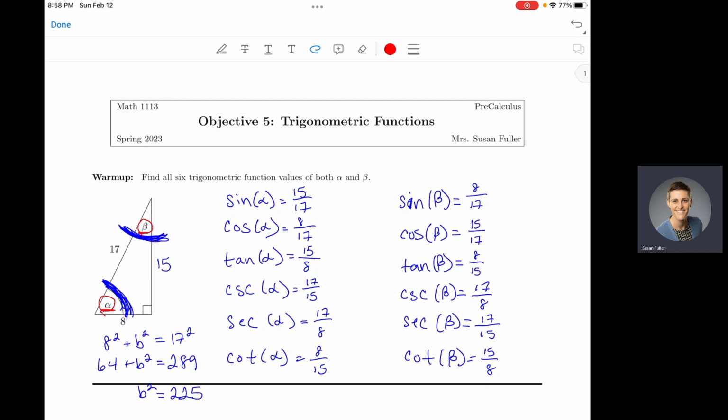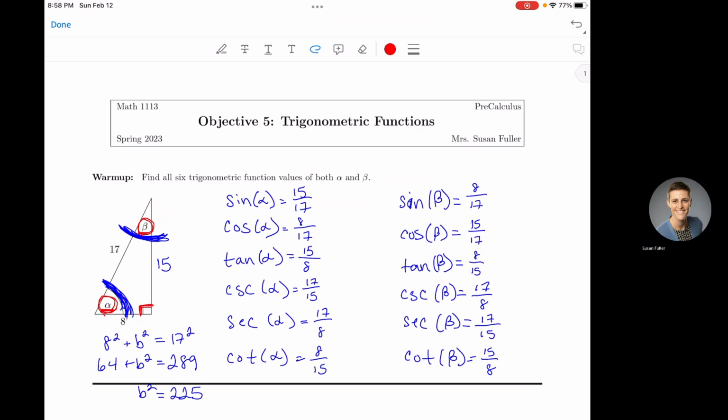Now, remember that these two angles have to add to 90 degrees or pi over 2 radians. The reason for that is because all three angles in this triangle have to add to 180, and we have a right angle, which is 90 degrees, or pi over 2 radians, which means that we only have 90 degrees left for these two. So alpha and beta must be complementary. They must add to 90 degrees or pi over 2 radians.